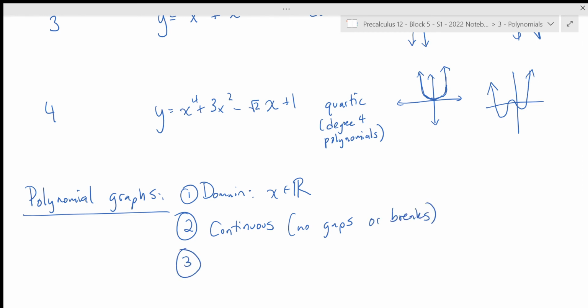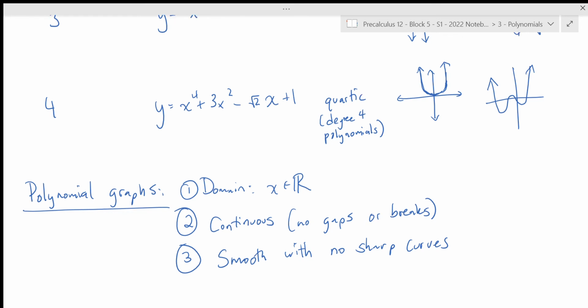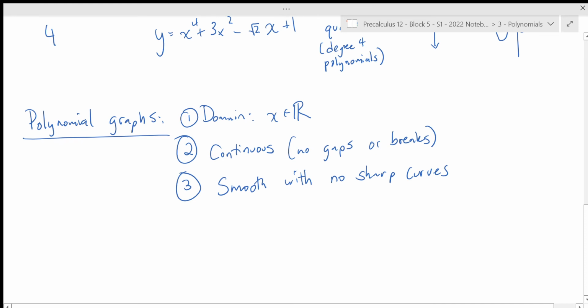And they're also smooth with no sharp curves. So not like an absolute value where it gets pointy. It's always going to be turning around in a smooth way. And if you're planning on taking calculus, there's a specific word we're going to use called differentiable to describe this sort of smoothness. Okay?